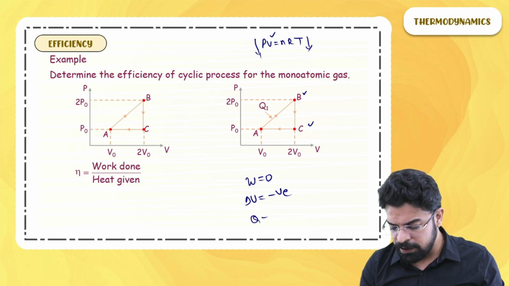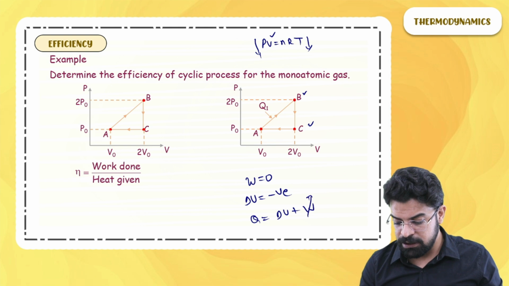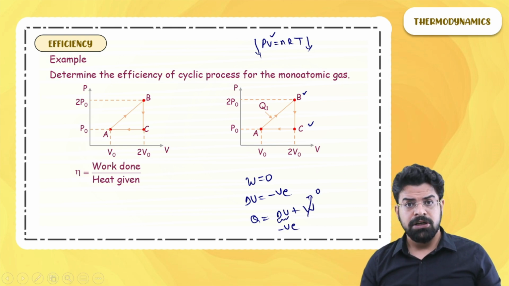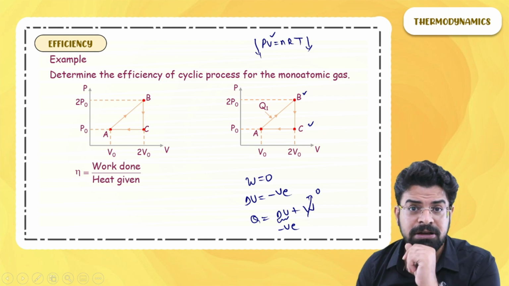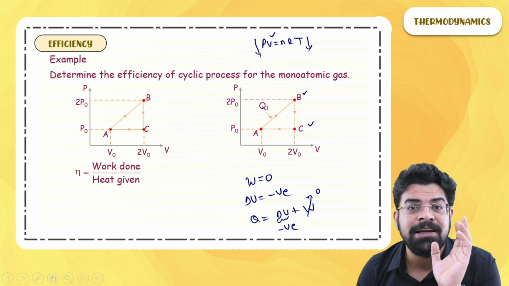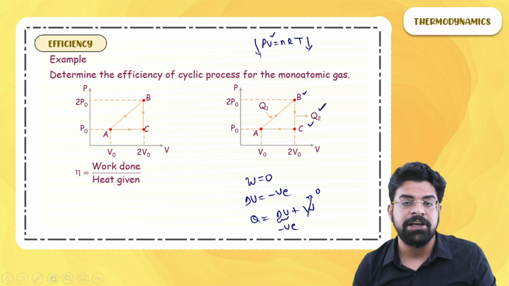So from Q equals delta U plus W, for the process from B to C, work done is 0, yes. The change in internal energy is negative, yes. So the heat given is negative. When I say that heat given is negative, it means that you have not given heat, the system has rejected heat. So let's say in this part, the system rejects a heat Q2.